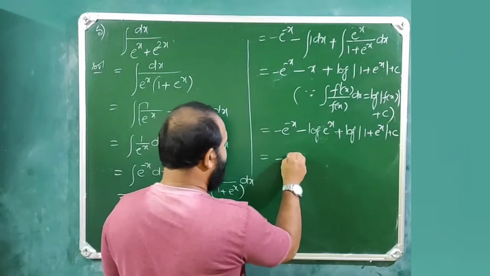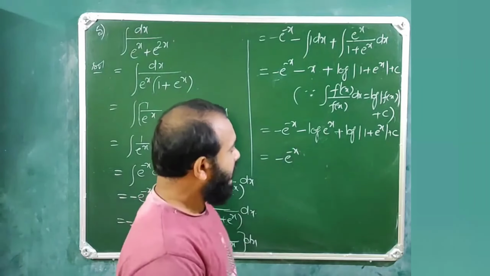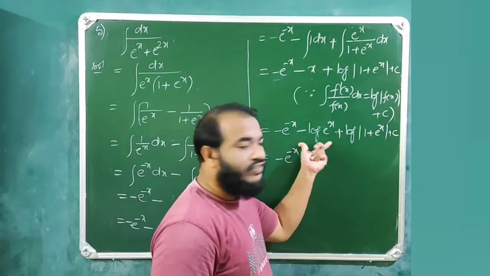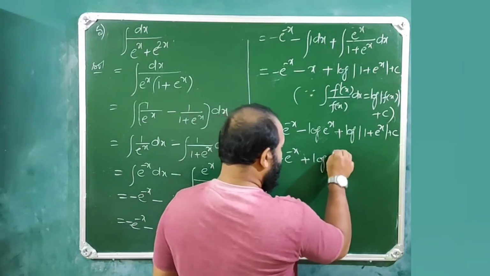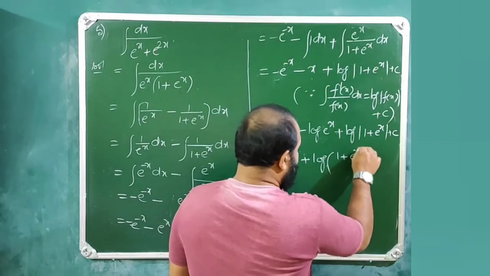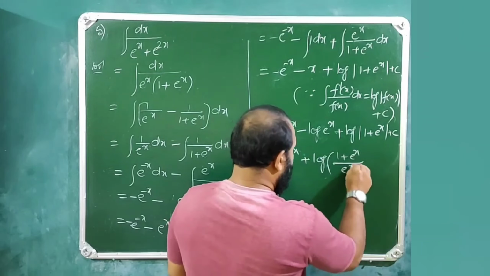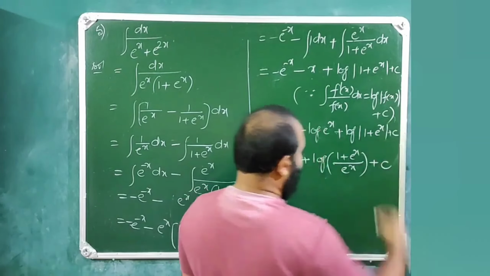So this is minus e power minus x. This is log a minus log b, which is log a by b. So this is log of 1 plus e power x by e power x, plus constant of integration c.